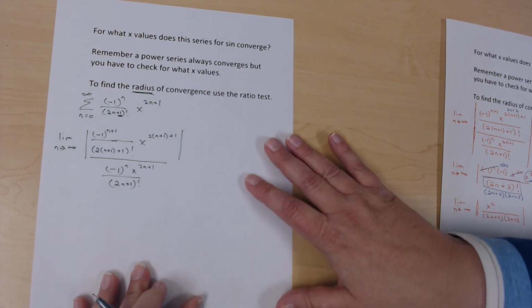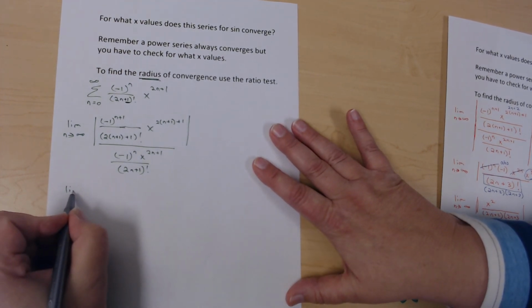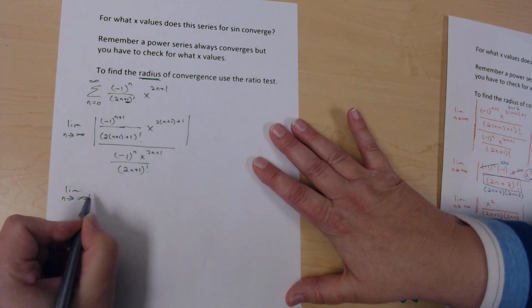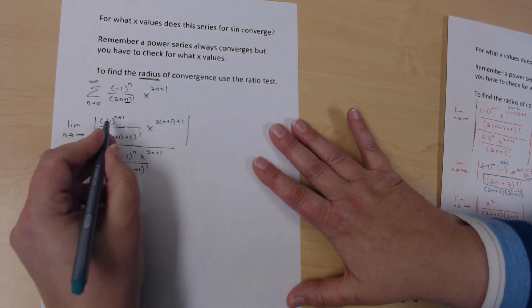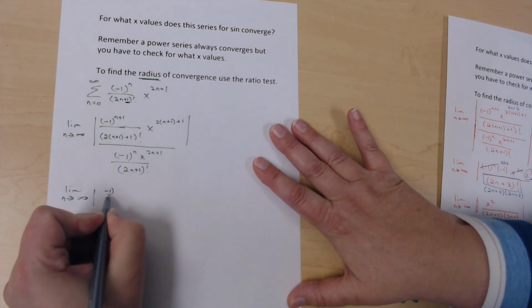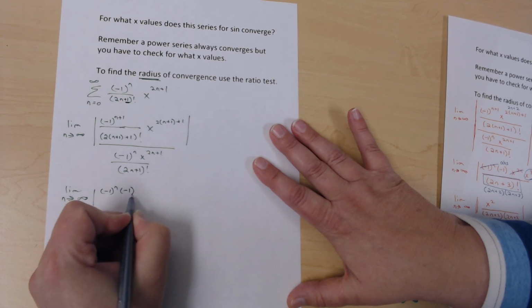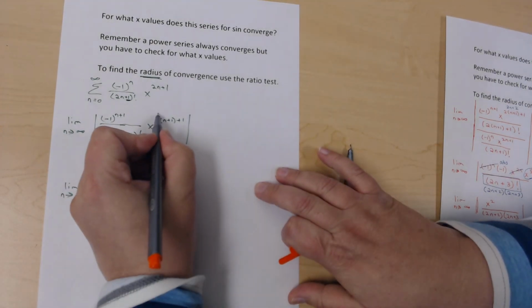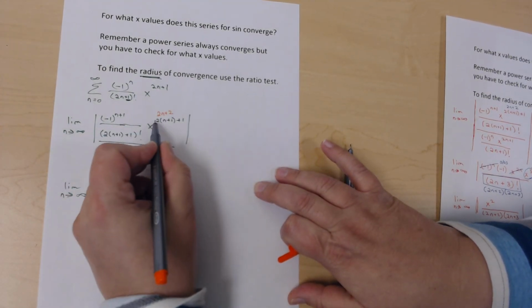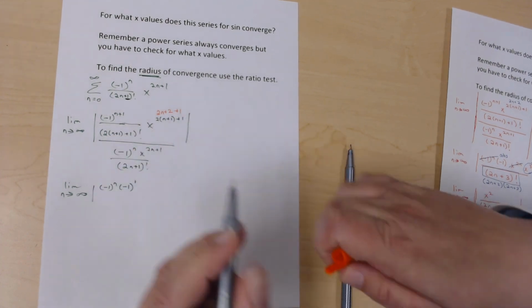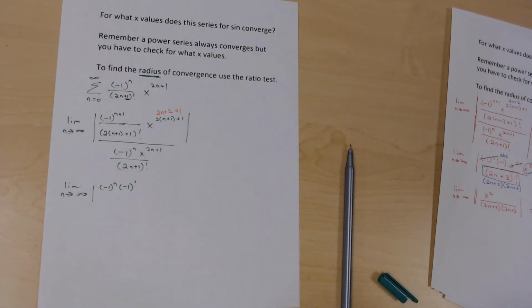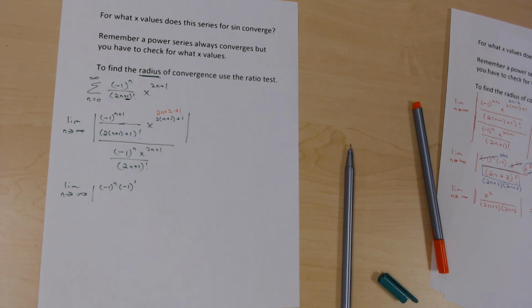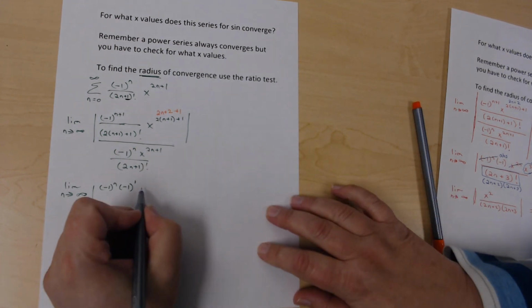Okay. So let's clean this up. Limit as n approaches infinity. We're going to rewrite the top one. Remember, we're going to rewrite this as negative 1 to the n times negative 1. This one is this exponent right there. So this is 2n plus 2. I have to distribute, but then I still have that plus 1. So this is going to be 2n plus 3. Okay, just want to make sure that looks okay.